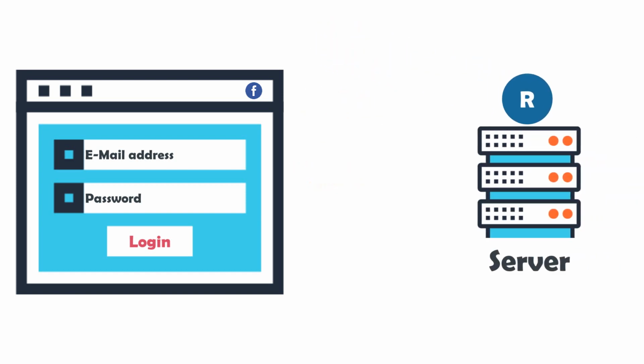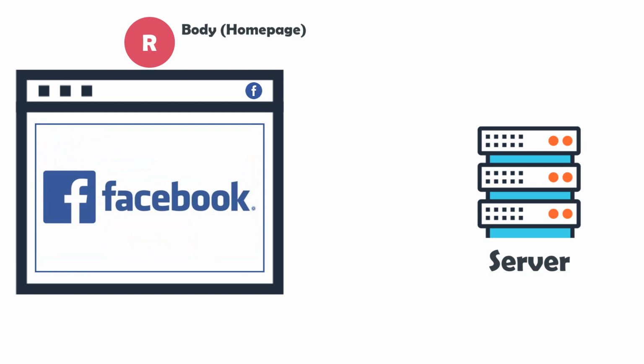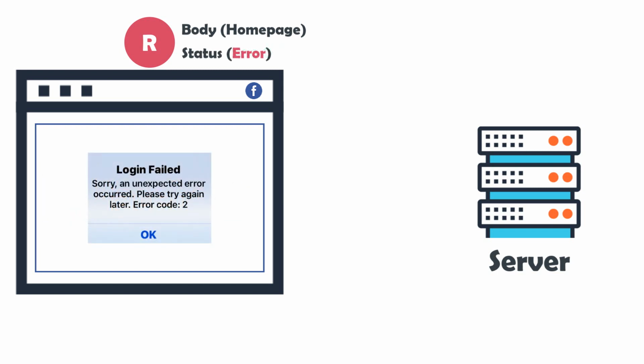The server receives the request, interprets it and sends back a response. The response contains your homepage after login, if your login data is correct. And also the status 200, that everything is okay. If your login data is wrong, you will get the response, that username or password is wrong.